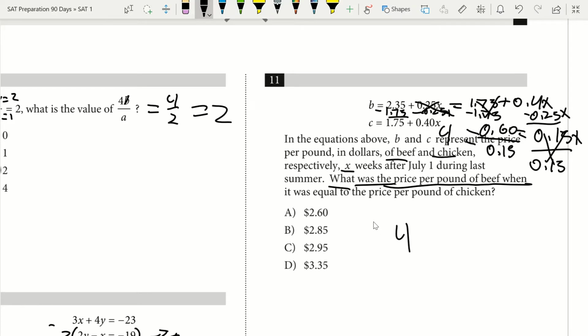4 isn't my answer, though. I got to plug in that 4 into my original equation to find when they're equal. I'm going to do that with 0.25 because 4 times 0.25 becomes a 1. Okay, so now I've got 2.35 plus 1. Answer then is going to be 3.35. That's going to be answer choice D, so D will be my answer for 11.